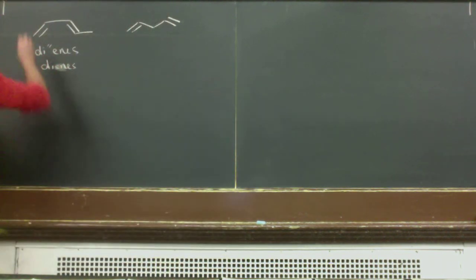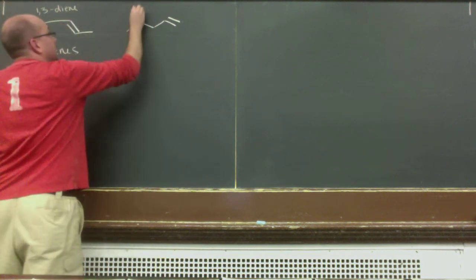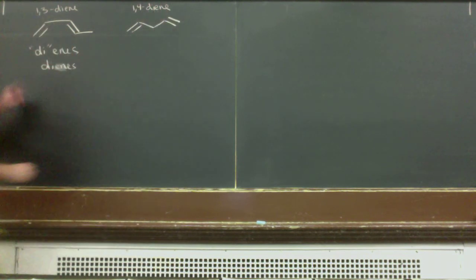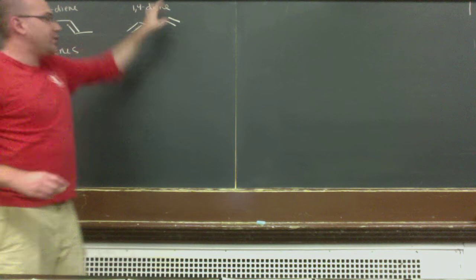So this one is generally called a 1,3 diene. This is a 1,4 diene. And it's just the position. So 1, 2, 3, so the alkene starts here, the alkene starts there. You can even think of it as bonds: 1, 2, 3, and 1, 2, 3, 4.